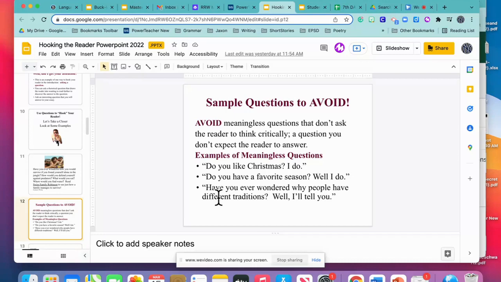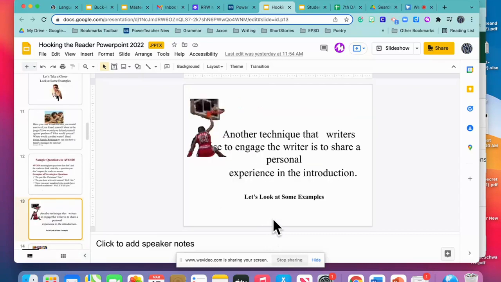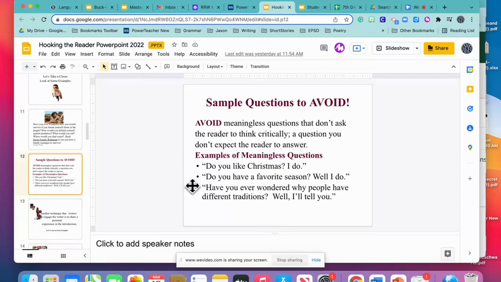Okay. So some examples of meaningless questions are, do you like Christmas? Do you have a favorite season? Have you ever wondered why people have different traditions? Well, I'll tell you. No, no, no. We're not doing that. Okay. Or like, do you know what racism is? Yes, everybody knows what racism is. So don't ask meaningless, silly questions.